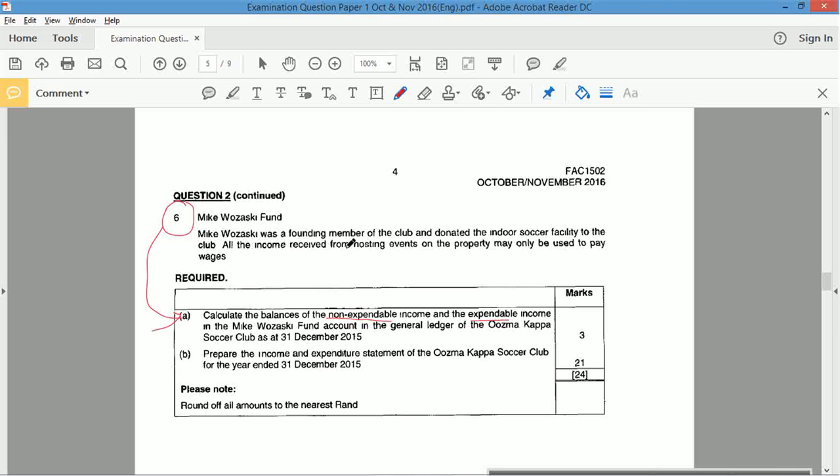Mike was a founding member of the club and donated the indoor soccer facility to the club. All the income received from hosting events on the property may only be used to pay wages. So that means it's non-expendable. It can only be used for a specific expense. So we need to work it out for 3 marks.